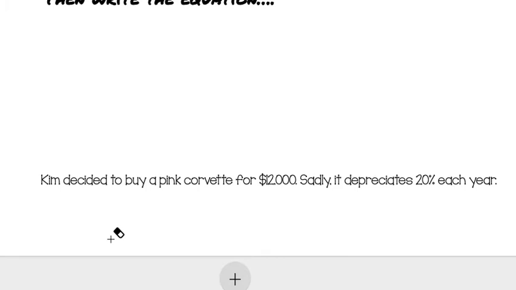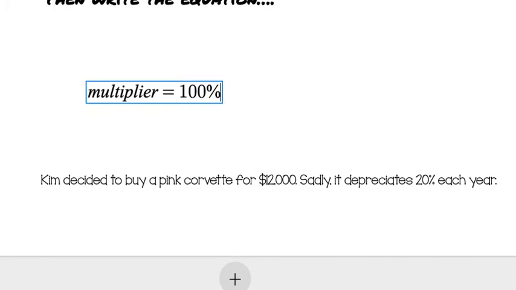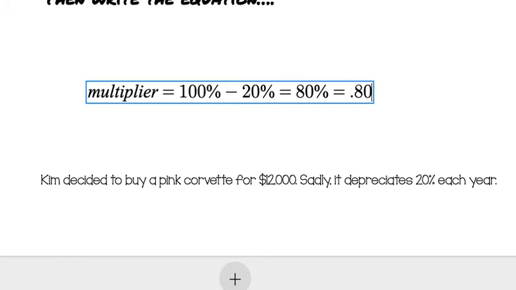Sadly, it depreciates 20% each year. So that's going back to what we looked at. How do I find the multiplier? This is going down. So my multiplier is going to be 100% minus that 20%. And that looks to be 80%. And then I want to write that as a decimal, so that's going to be 0.8. So each year, sadly, her Corvette is only going to be worth 80% of what she paid for it.